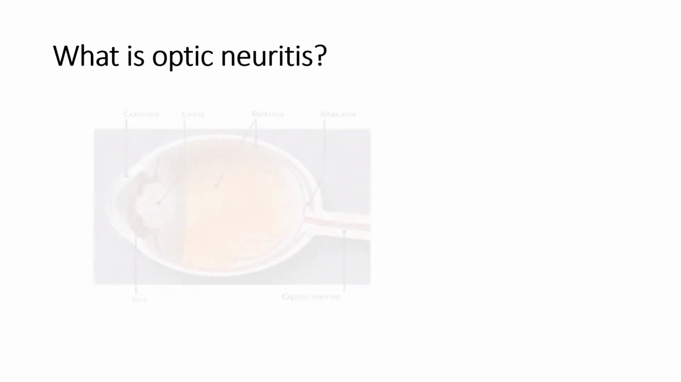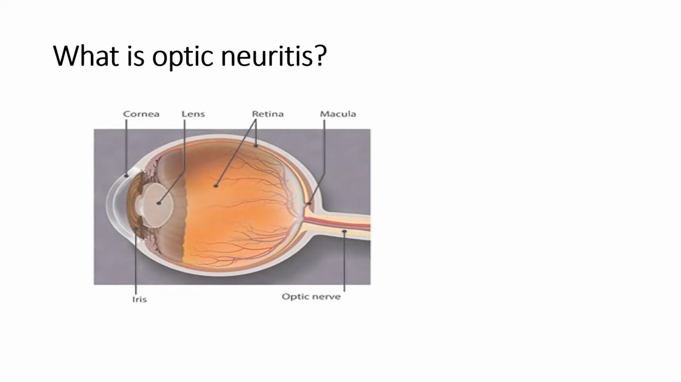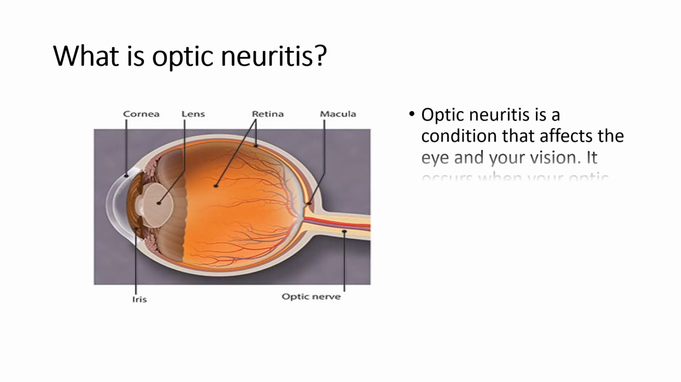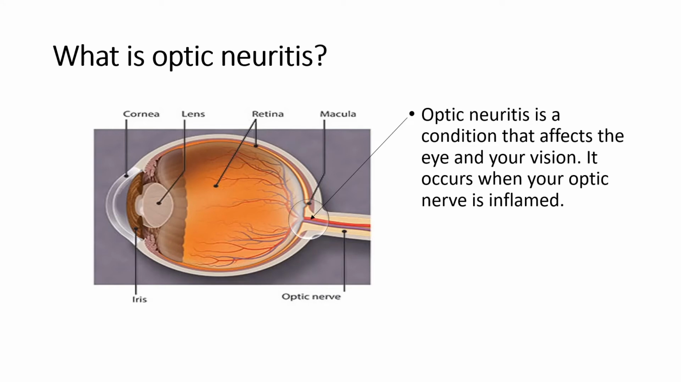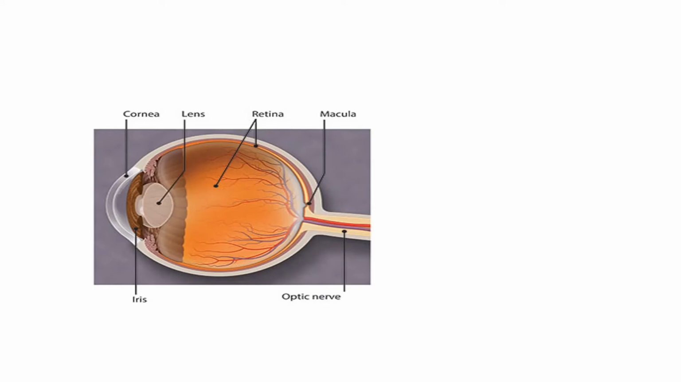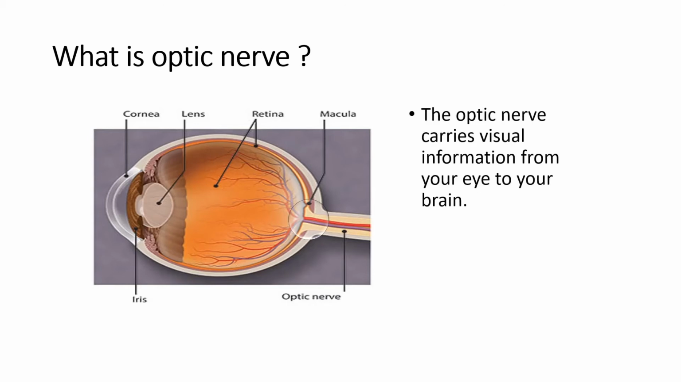What is optic neuritis? Optic neuritis is a condition that affects the eye and your vision. It occurs when your optic nerve is inflamed, and this is the location of your optic nerve. And what is optic nerve? The optic nerve carries visual information from your eye to your brain.